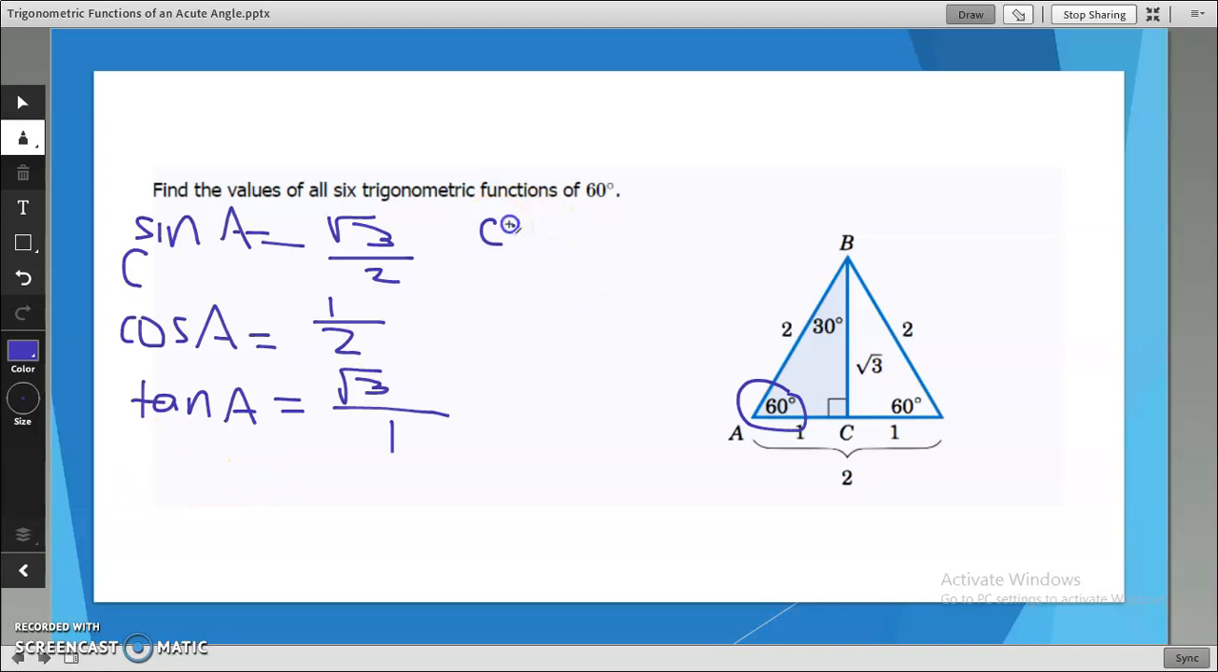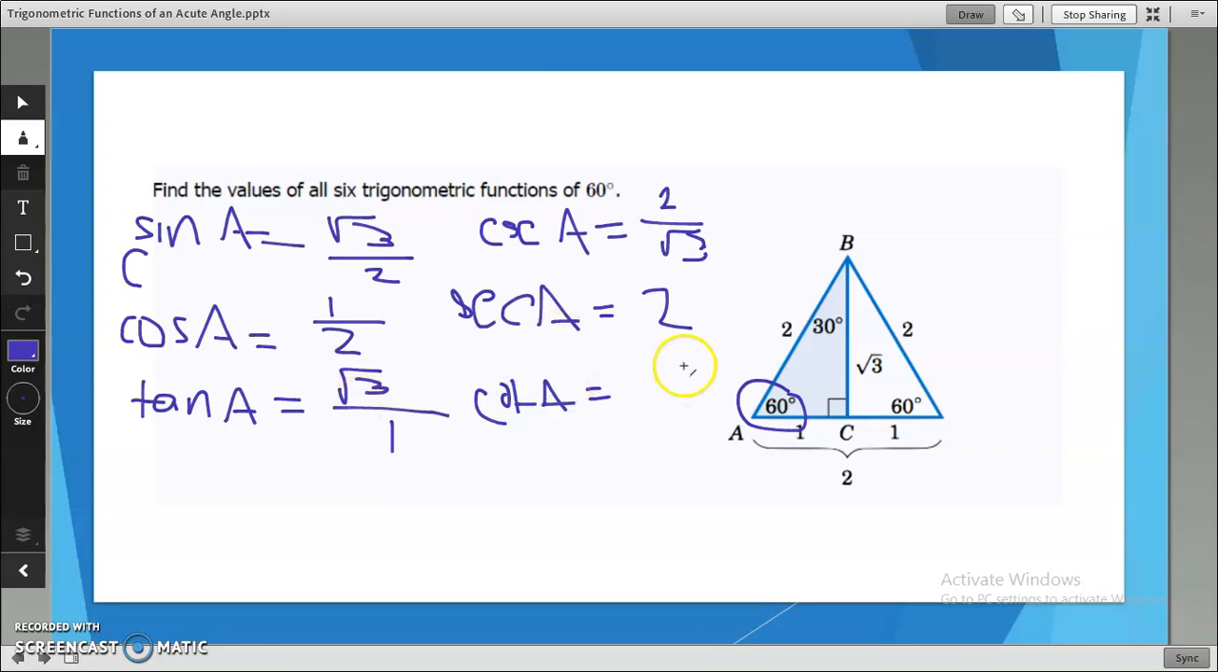Again, all I'm going to do is find the reciprocal, so I'm just flipping it. So that's going to be 2 over root 3. Again, we know we can't leave it like this. Please know you cannot leave that radical down there. Secant is just 2 over 1, which is 2. And cotangent is just going to be 1 over root 3. But again, I cannot leave that root 3 there. So I hope these values are starting to look a little familiar to you, something that you've seen before.